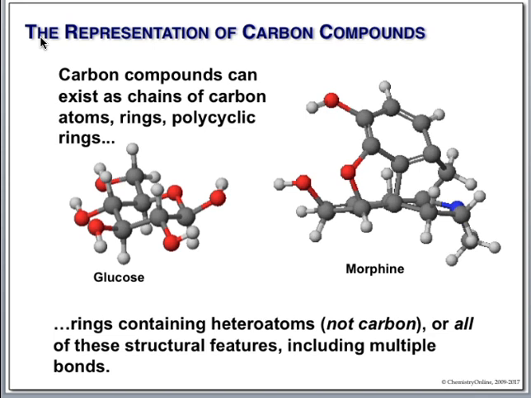This is morphine. Morphine, we have carbon-carbon single bonds and double bonds. We also have a nitrogen in a ring down here. Once again, the structures you can make with organic compounds are just incredible.